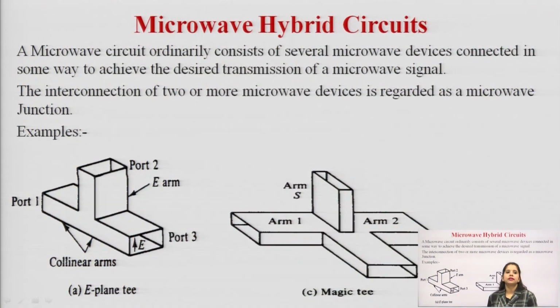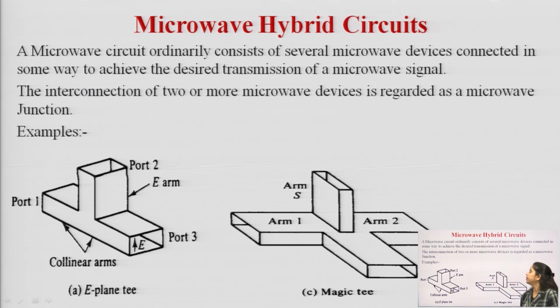The microwave hybrid circuits basically consist of several microwave devices connected in some special way, so as to achieve a desired transmission of the microwave signal. The main purpose of a microwave hybrid circuit is to join different types of microwave devices and obtain the signal in that direction and in that value which we want according to our requirement. So, these are basically designed for a specific purpose.